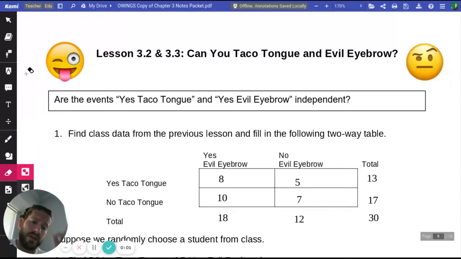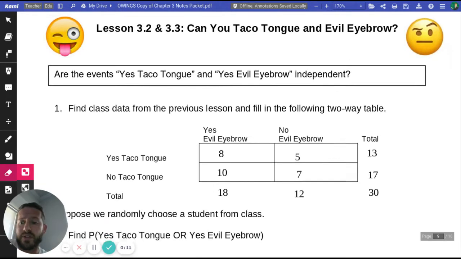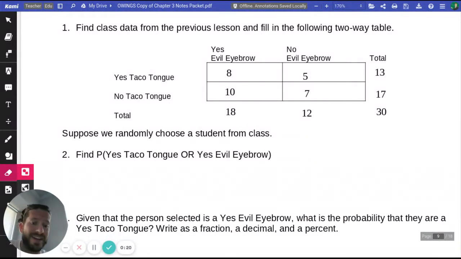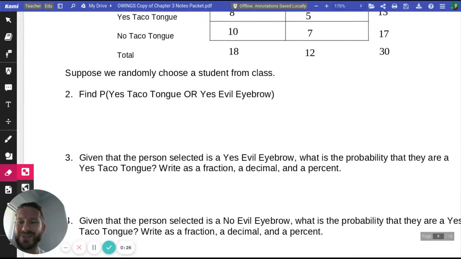Continuing on with can we taco tongue or evil eyebrow, we're now going to analyze if these two events are independent, and we're going to take a look at conditional probability as well. So we're using the same data that we made up in the previous video, where people can either taco tongue, evil eyebrow, both, or neither. We did a Venn diagram last class as well. And we're going to start off reminding ourselves of the question we did last time.